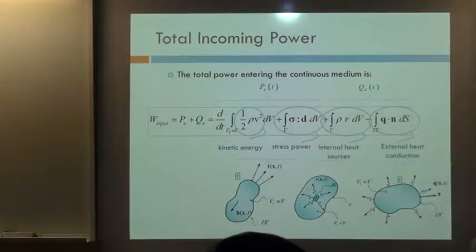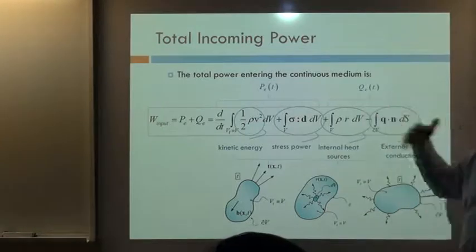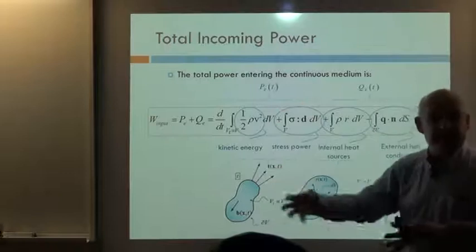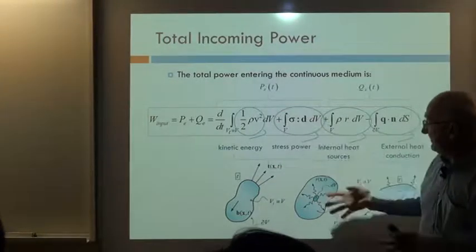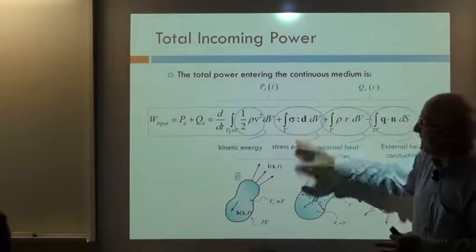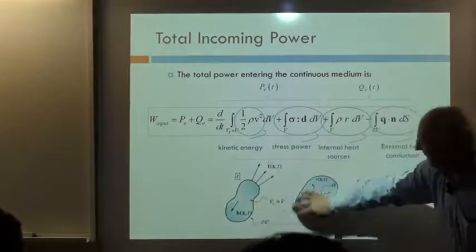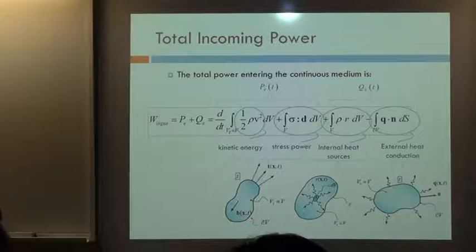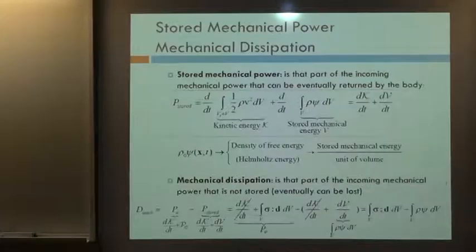So it's different ways in which we can enter power, that is work per unit of time, into the body. Some variation of kinetic energy, some stress power, this is the mechanical power, the sources, and the heat conduction. That's the summary.